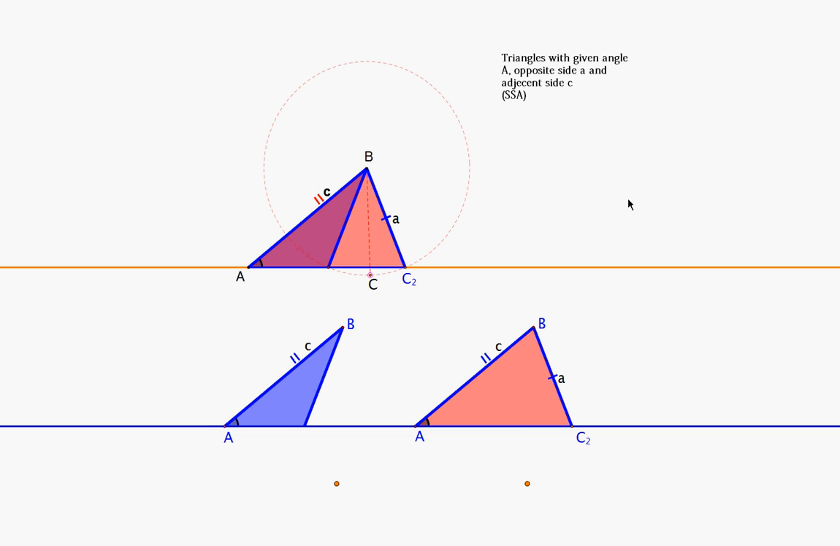That's why, unfortunately, the test side-side-angle doesn't work, and some obnoxious students will call it this way. This is just a joke.